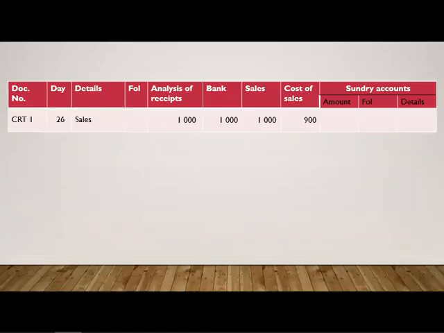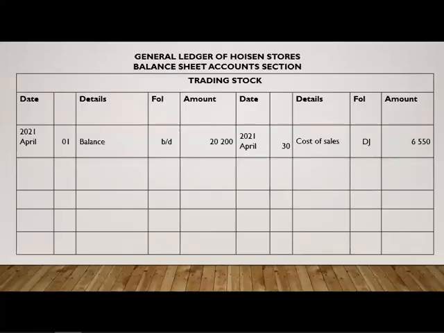Did we just sell on credit? No, we also sold for cash. And in total, the cost price of goods we sold for cash was 900. That 900 will also be recorded on the credit side of your trading stock account. And you just write cost of sales, CRJ. That CRJ shows you that this cost of sales figure comes from my cash receipts journal, which is 900.